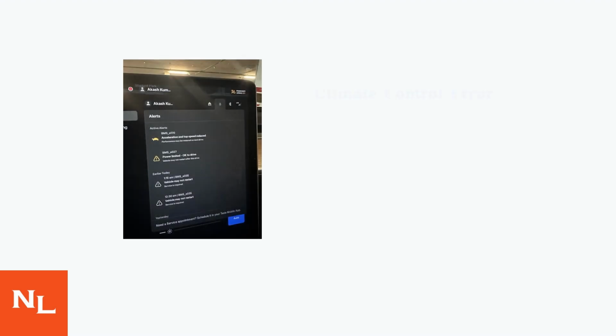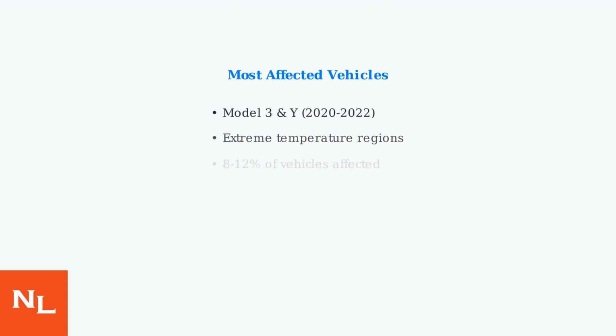If you're seeing the "cabin climate control system requires service" error in your Tesla Model 3 or Y, this indicates a problem with your car's heating and cooling system. This issue is most common in Tesla Model 3 and Y vehicles manufactured between 2020 and 2022, particularly in regions with extreme temperatures. The error can stem from several root causes.